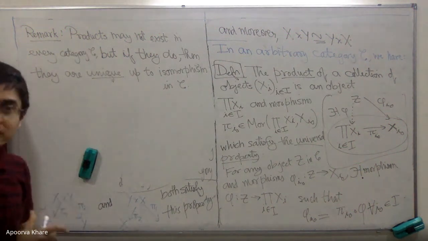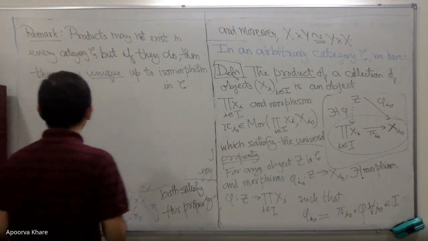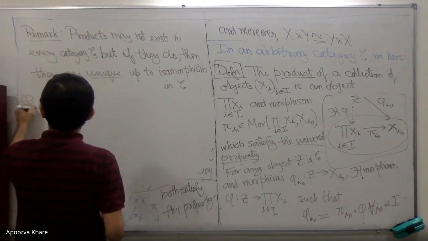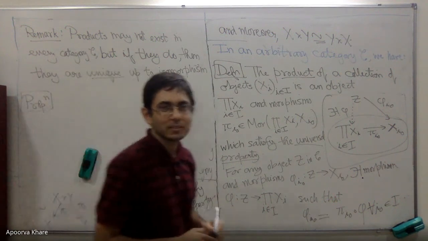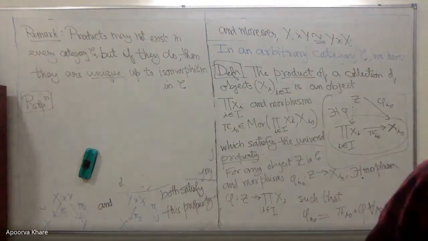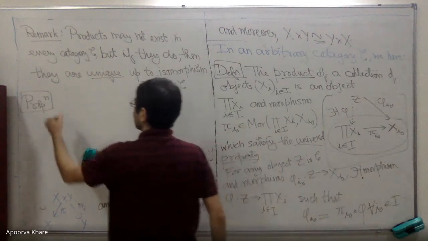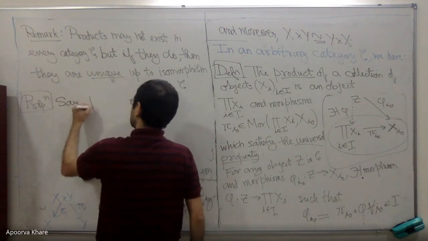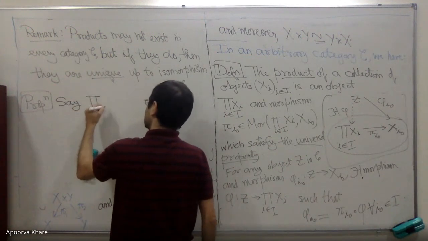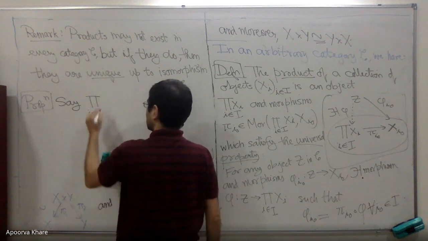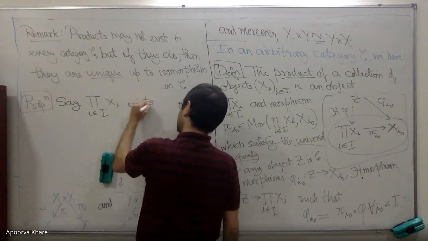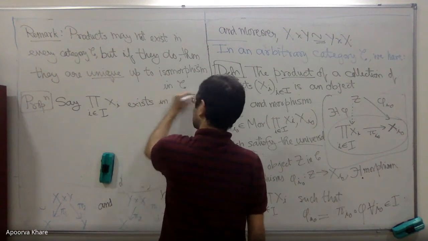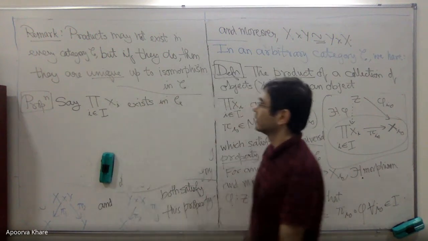Okay. Why is that? So, proposition. This is actually provable, and it's provable in like 3 lines. That's why I'm proving it. Proposition. Suppose the product of X_i, i in I, exists in C.